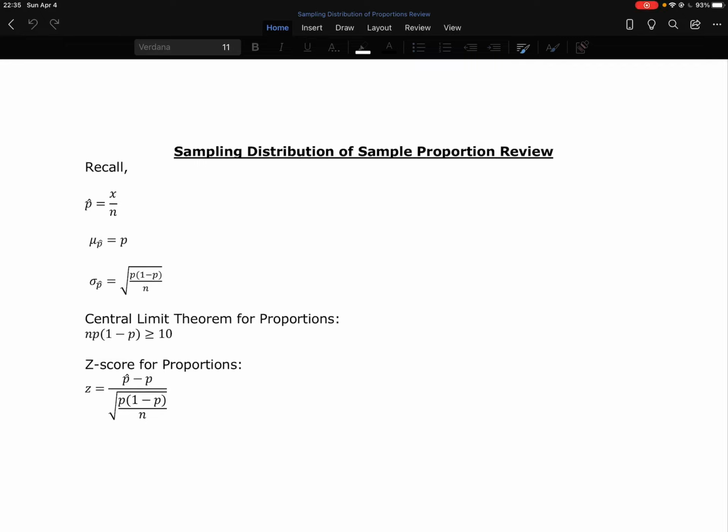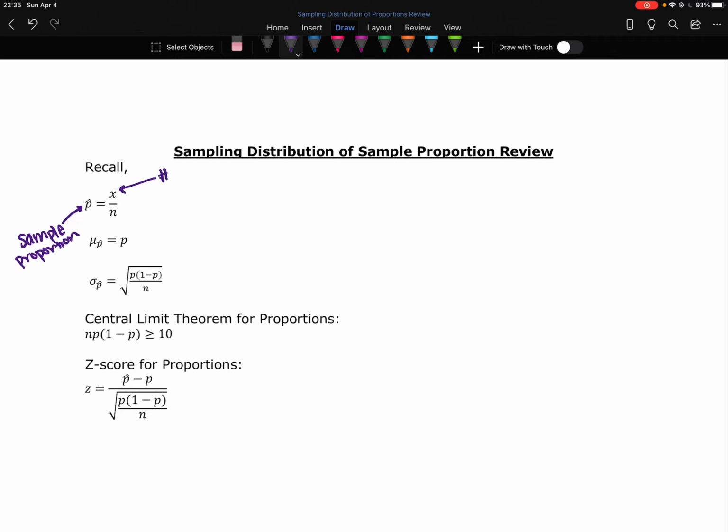Before we get into hypothesis testing for proportions, I want to do a quick review on the sampling distribution of a sample proportion, just because we are going to be using this information throughout the hypothesis testing process. So as a reminder, p hat is our sample proportion, and it is found by taking x and dividing that by n.